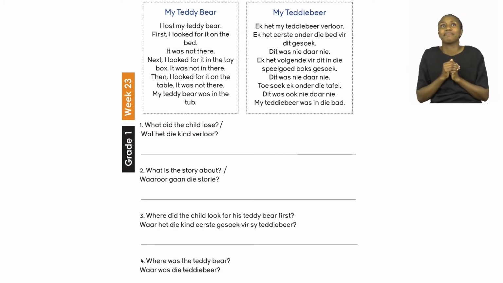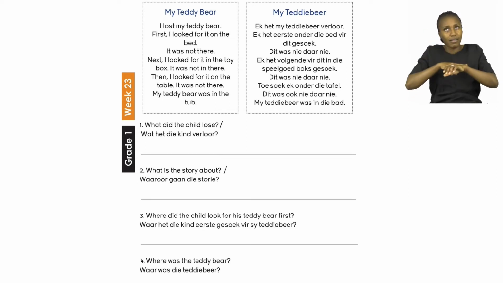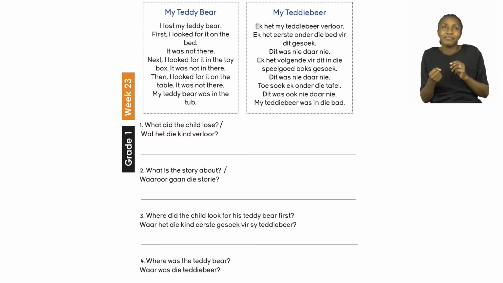Now, the first thing we need to remember is that when we're reading a story, we need to read it 3 times. The first time is to understand what is happening, and then the second time is to answer the questions. Today, we're going to be using what and where as the questions. Then, after that, we will read it a second time so that we can answer our questions. So, let's begin by reading it a first time.